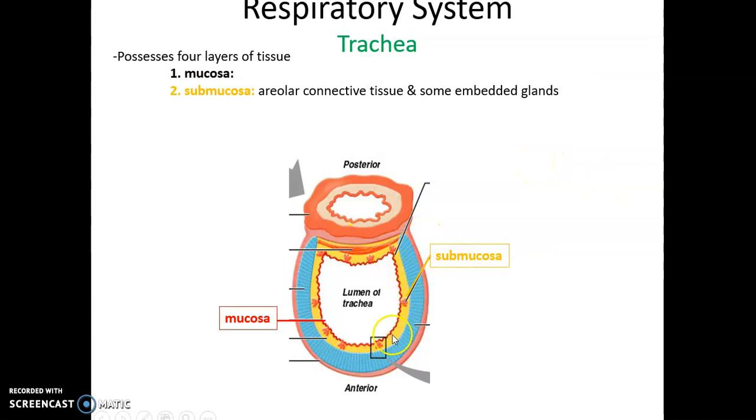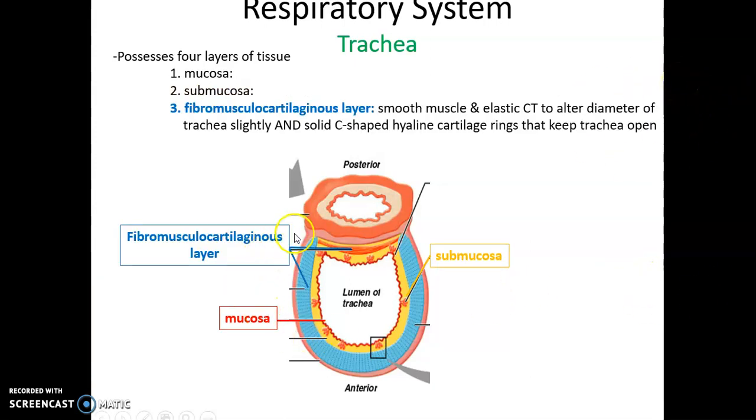The second layer, the next one out, is the submucosa. Submucosa is composed primarily of areolar connective tissues and also has some glands embedded within it, some of those glands producing more mucus.